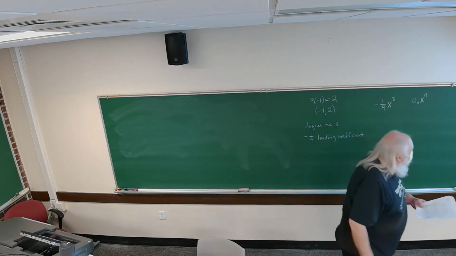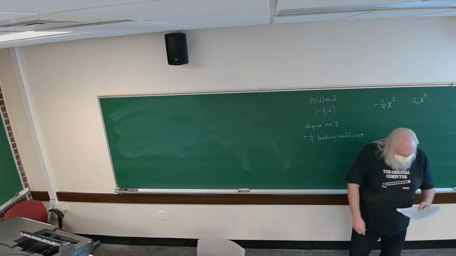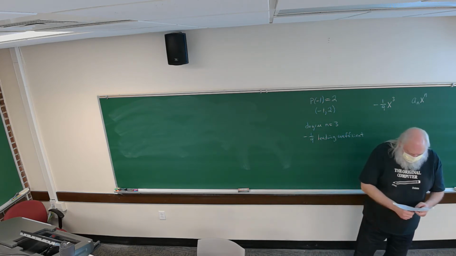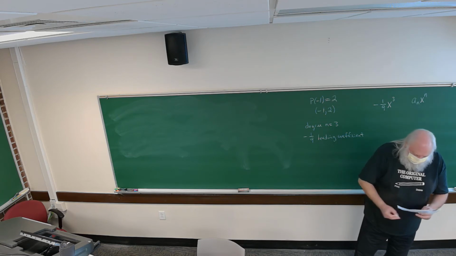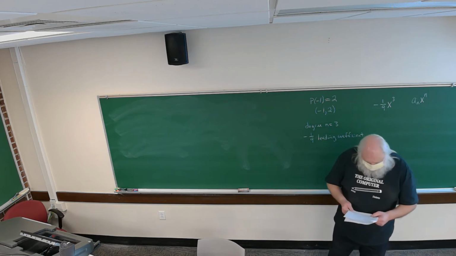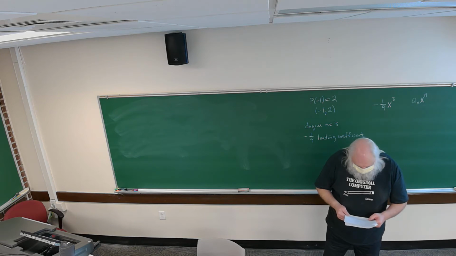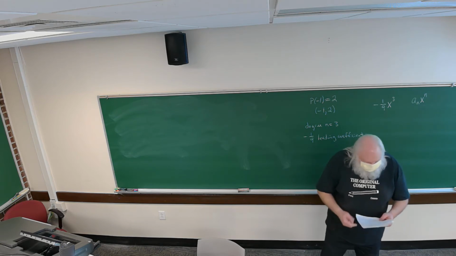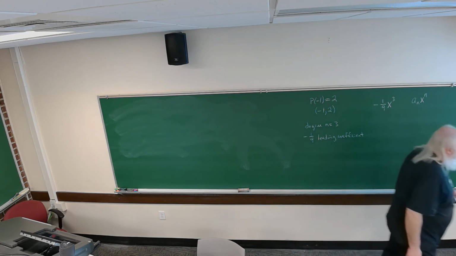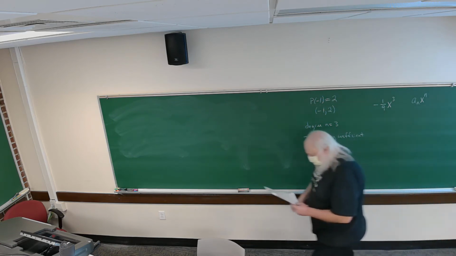And it says, sketch a graph of a polynomial p of x that has a 0 of multiplicity 1 at x equals 1, a 0 of multiplicity 2 at x equals minus 1, a 0 of multiplicity 3 at x equals minus 3, and then satisfies these two conditions. Okay? So let's break this down.